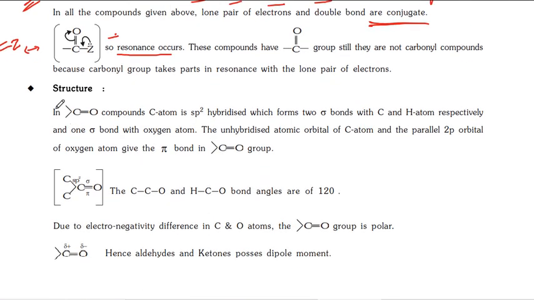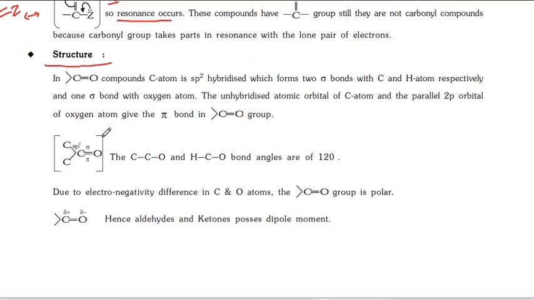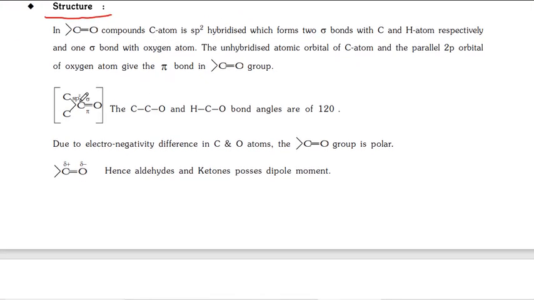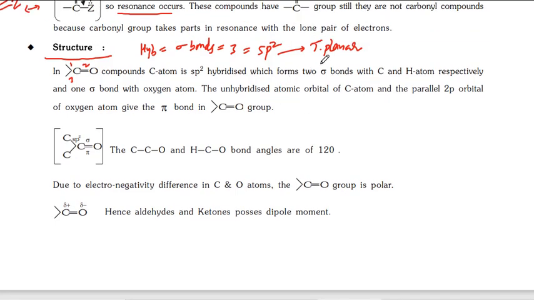Next, the structure of the carbonyl group. You can see here this carbon. Generally we know the hybridization formula is the number of sigma bonds plus lone pairs. So for carbon, how many sigma bonds are there? 1, 2, 3. Total 3 sigma bonds. That means sp2 hybridization. That means a trigonal planar structure. Yes, this is the trigonal planar structure.